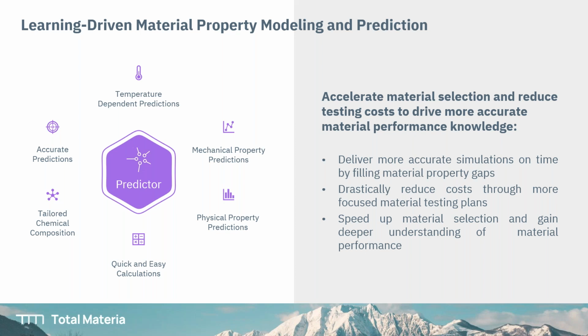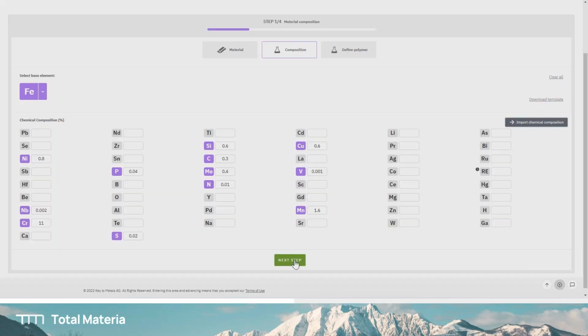And because Predictor is an AI tool, because we have been in this field for more than 20 years, and because we have 700,000 reference materials, Predictor is making highly detailed calculations and gives you highly accurate predictions in seconds.